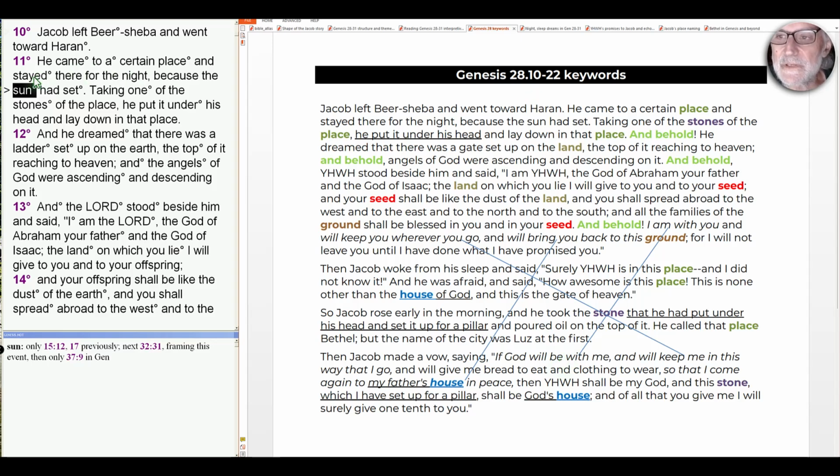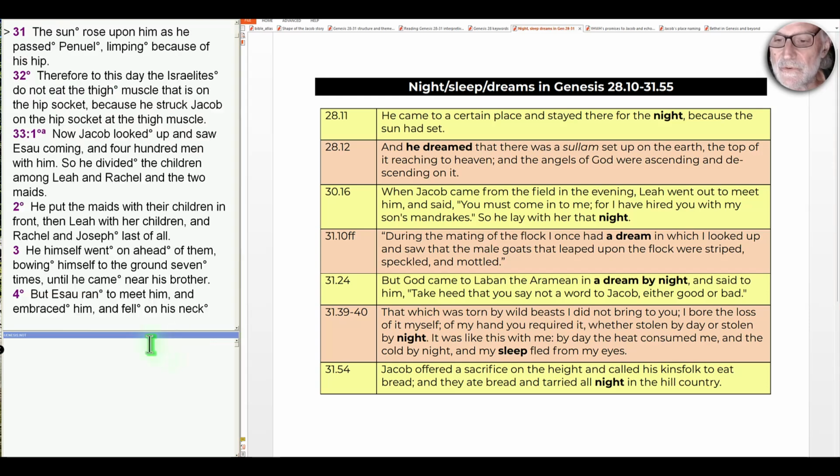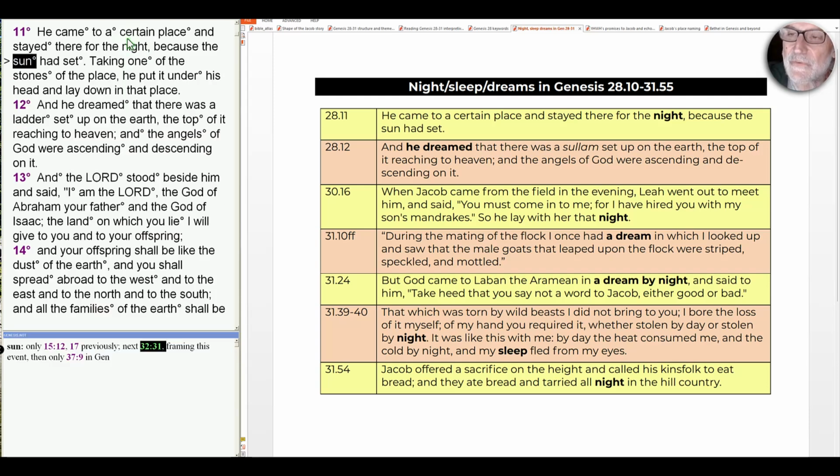An element that we see already in the immediate beginning of this, because the sun had set and he's going to dream, is the role of night, sleep, and dreams. And I color-coded those in sunny colors to contrast that. And as Aviva Gottlieb Zornberg has noted, and I'll point this out as we go, the sun sets here and it rises in 32:31. We can see that there after the wrestling scene.